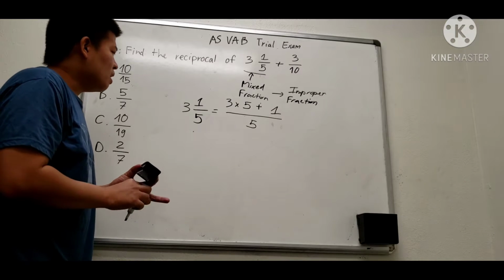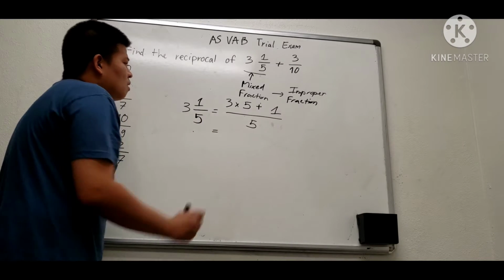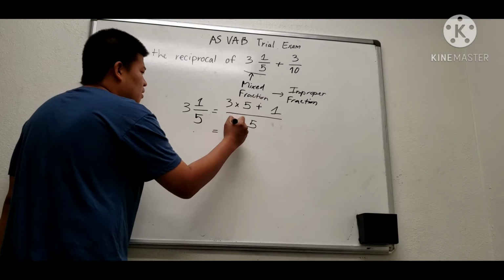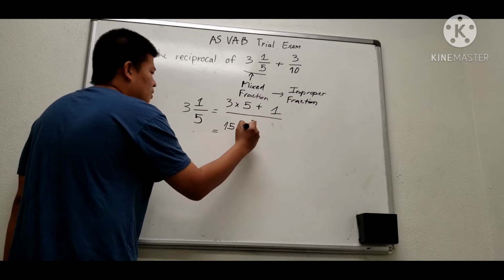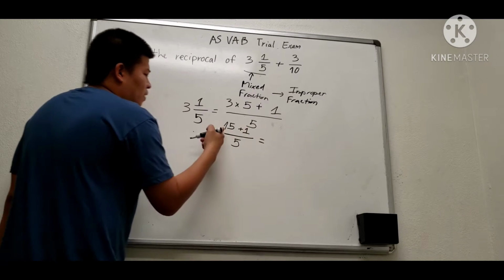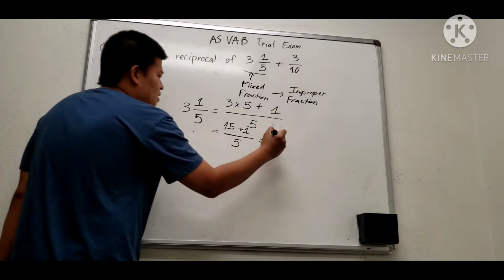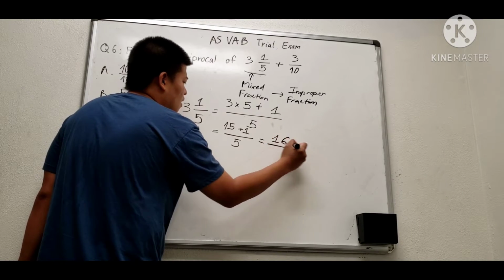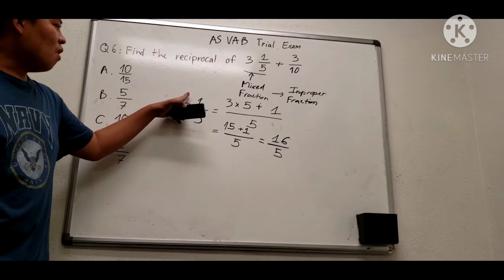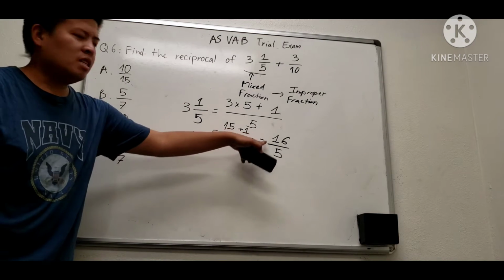So we will calculate this one. 3 multiplied with 5 is about 15. We have number 1 divided by 5. 15 plus 1 is about 16 divided by 5. So that we have 3 and 1 over 5 becomes 16 over 5.